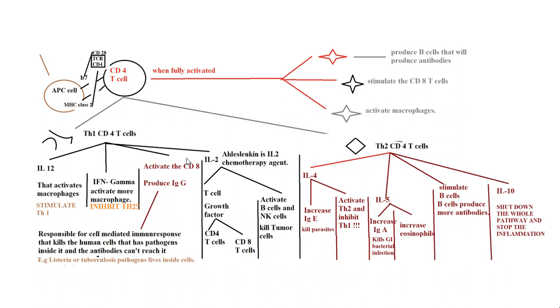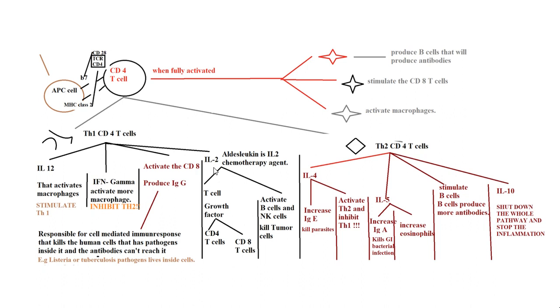The fourth reaction will be interleukin 2. Interleukin 2 is a very important molecule, not only because it's a T cell growth factor, which means it can activate more CD4 T cells and more CD8 T cells, but also because it is able to activate B cells and natural killer cells, which, you know, have the capacity to kill tumor cells in our bodies every day.